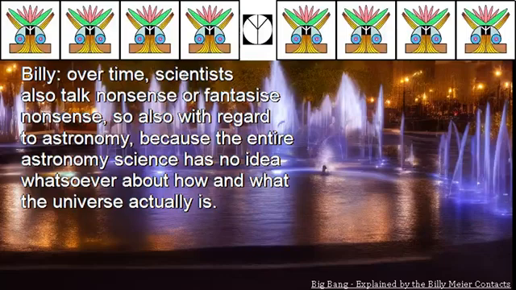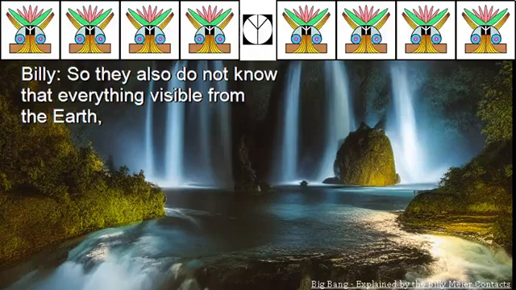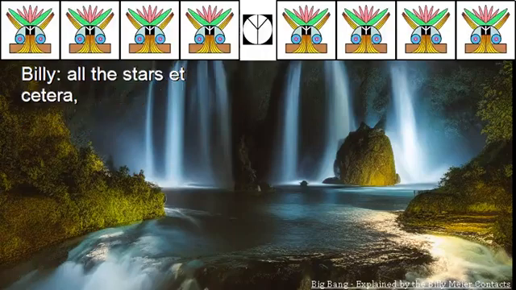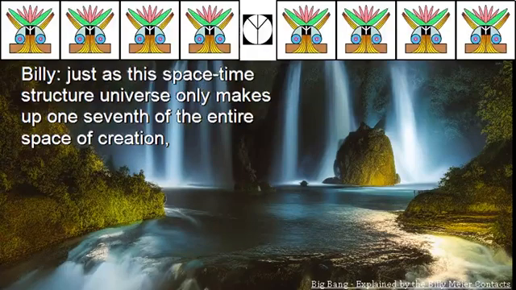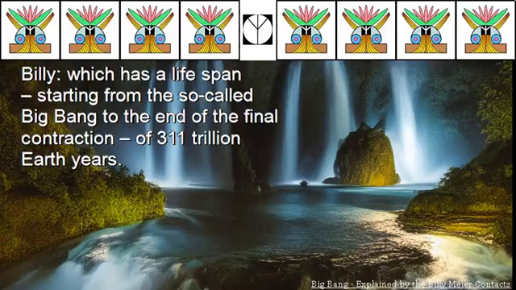Well, over time, scientists also talk nonsense or fantasize nonsense, so also with regard to astronomy, because the entire astronomy science has no idea whatsoever about how and what the universe actually is. So they also do not know that everything visible from the Earth, all the stars, etc., corresponds to only 1/7 of the space-time structure universe. Just as this space-time structure universe only makes up 1/7 of the entire space of creation, which has a lifespan, starting from the so-called Big Bang to the end of the final contraction, of 311 trillion Earth years.